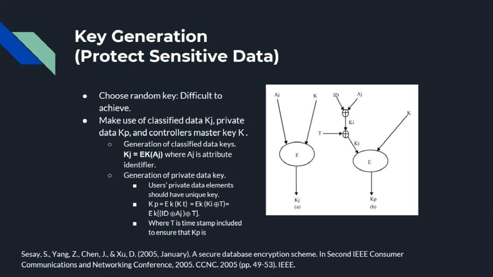Users' private data elements should have a unique key. Therefore, the classification is done at data element level. It is assumed that the first field ID in every record uniquely identifies the record. For example, it is the primary key of the database, where T is a timestamp included to ensure that KP is unique every time it is updated.